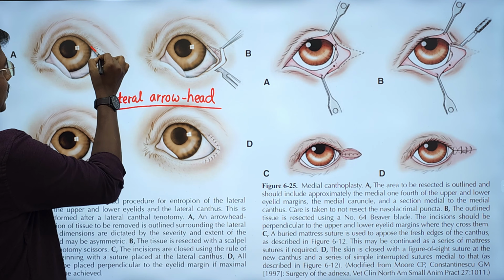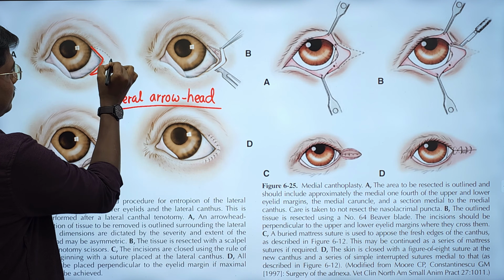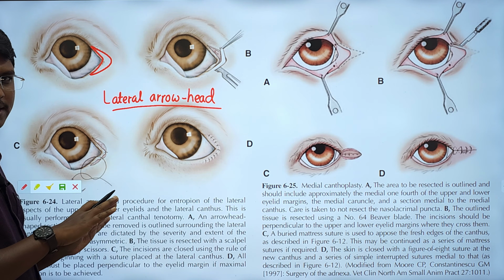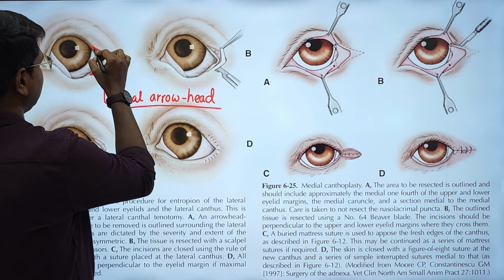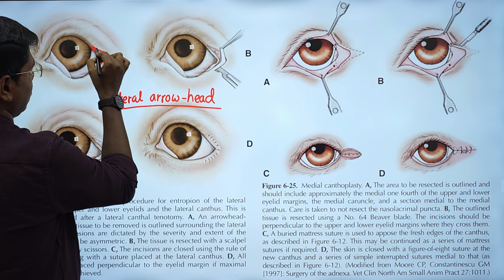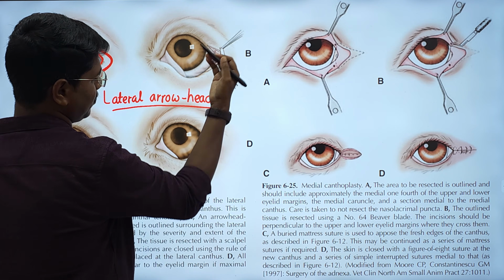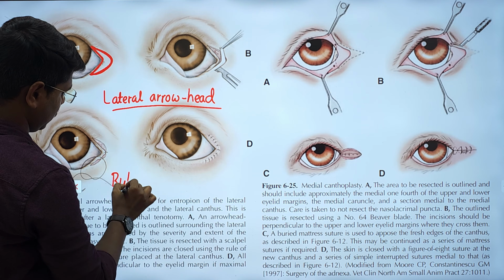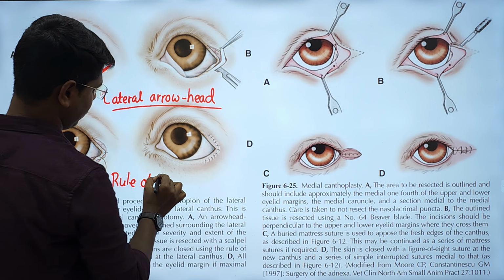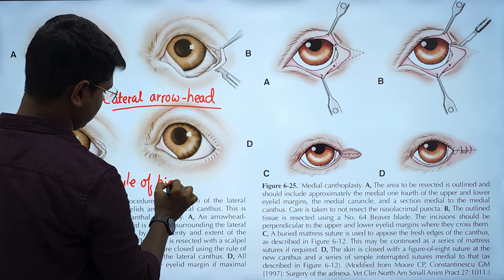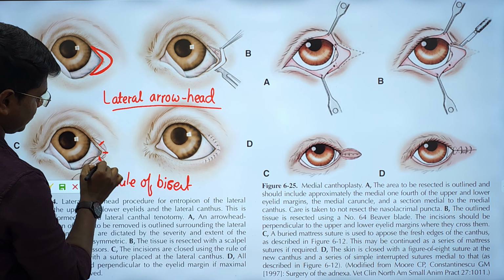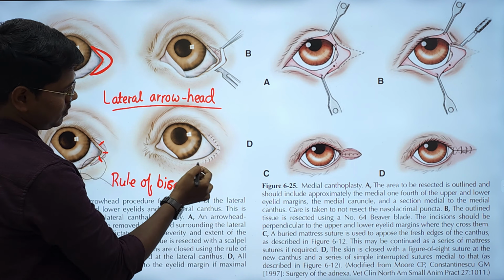Here you have to remove an arrowhead shape, simply just like the lower eyelid one. So you have to take an arrowhead-like shape and remove the skin. Then here also the rule of bisect will apply. First at the middle, then this segment, like this. You have to suture it.